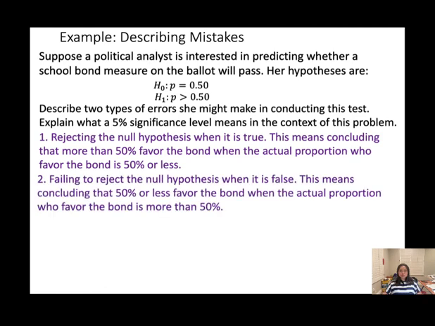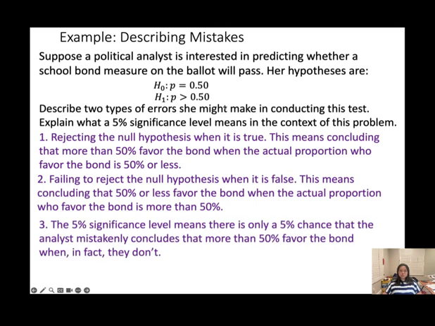Second one, we're failing to reject the null hypothesis when it is false. This guy is supposed to be false, but we fail to reject, so that means we believe this is true. This means concluding that 50% or less favor the bond when the actual proportion who favor the bond is more than 50%. This guy should be true, right? The alternate hypothesis should be true.